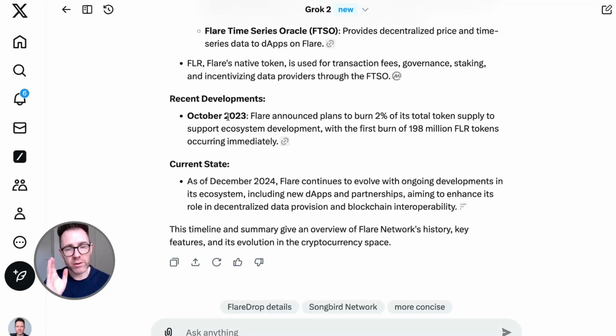Recent developments. In October last year, FLR announced plans to burn 2% of its total supply to support ecosystem development, with the first burn of 198 million FLR tokens occurring immediately. In crypto, you like burns because it takes it out of supply. It's like if, for some reason, there was a big dry up in supply of silver or gold or something.